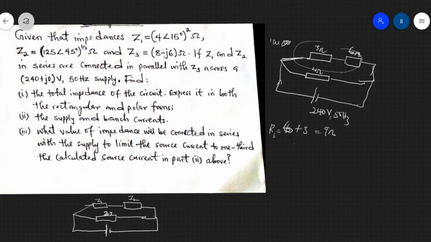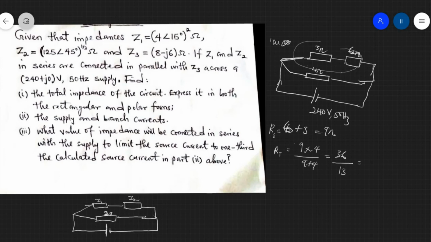Now for the total resistance R_T, we can use the parallel law of resistance combination. So I can have 9 times 4 over 9 plus 4. And 9 times 4 gives me 36, over 9 plus 4, which is 13. So basically this becomes my R_T.